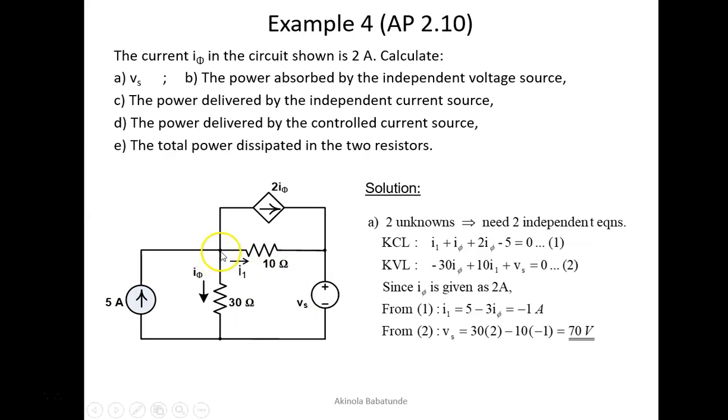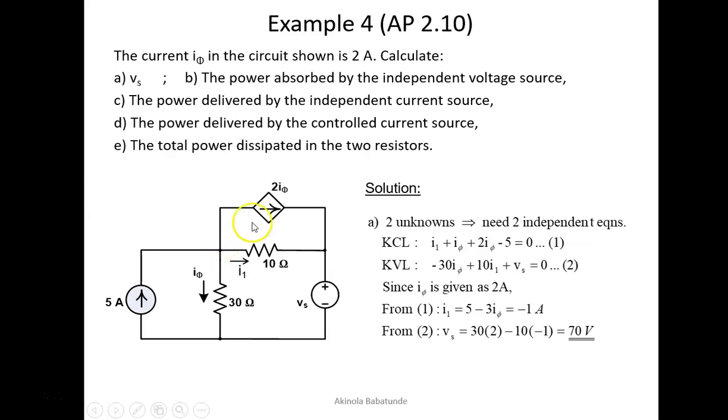If we use KCL around this particular node, we can say the current going into the node should be represented with a negative sign. So this becomes -5. You can see that's why we have -5 here. Current leaving this node is I file. I file is leaving this node. That becomes plus I file. That's why we have plus I file here.